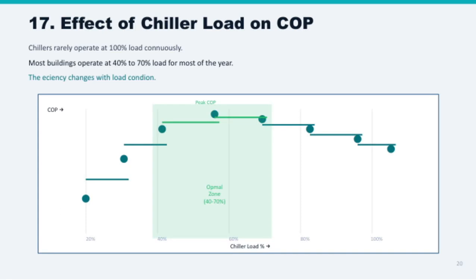Let's talk about the optimal zone for chiller efficiency. Most buildings run their chillers between 40 and 70% load for the majority of the year. That's where the system is most efficient. The peak coefficient of performance, or COP, happens in this range. Chillers don't usually run at full 100% load for long stretches. Understanding this helps us design and operate systems that save energy and reduce costs over time.